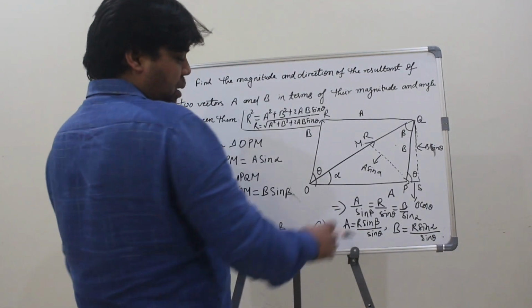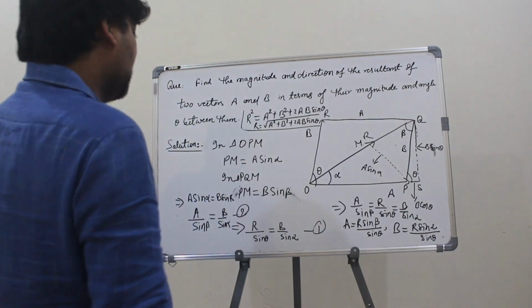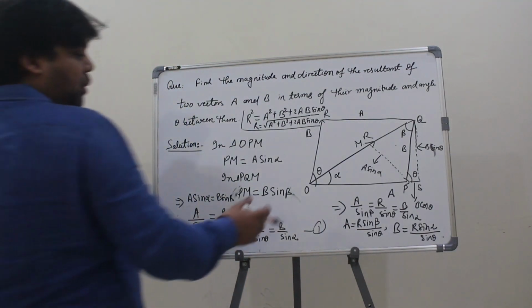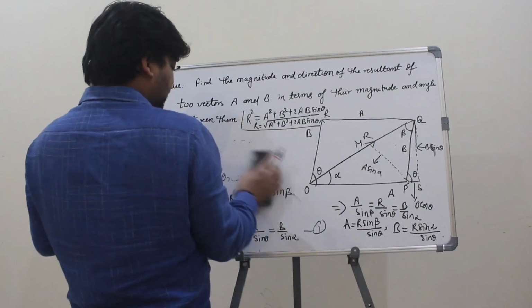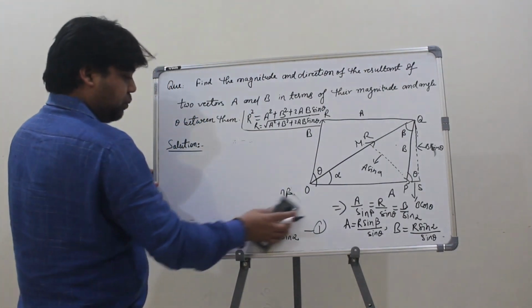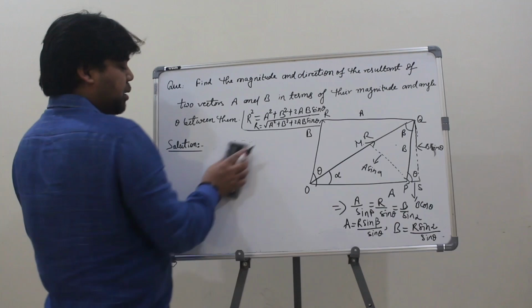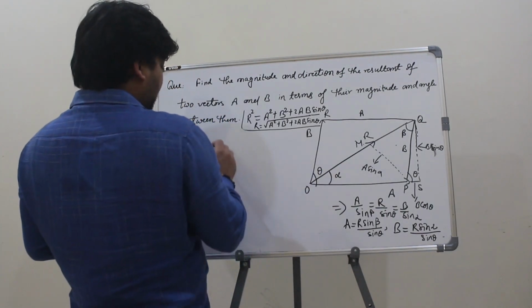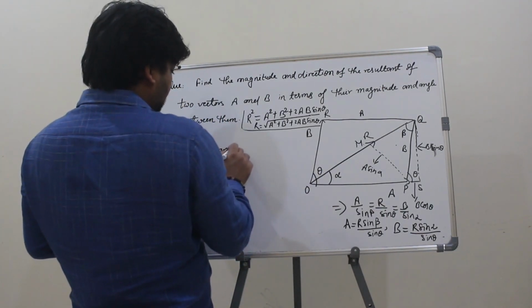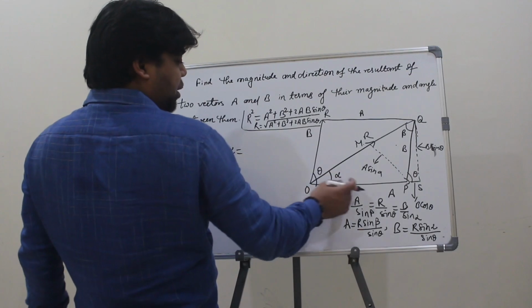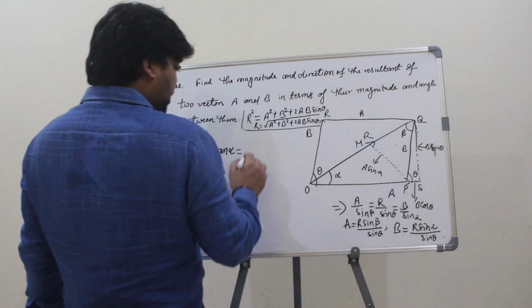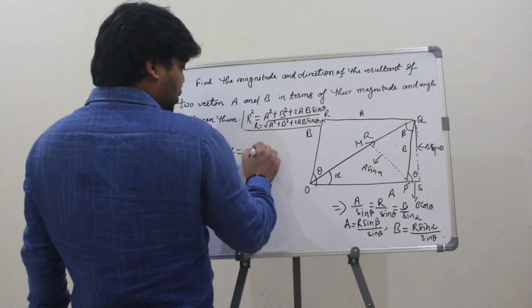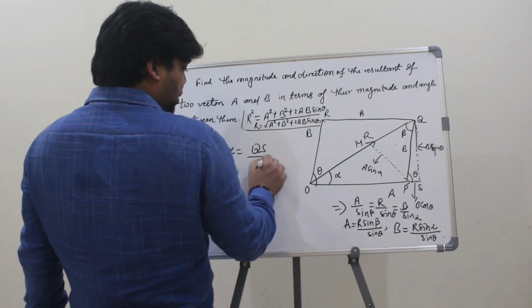Right? So A and B is there. Now, the relation between alpha and beta can be calculated using this. Tan alpha is this divided by this, right? Which is QS divided by OS.